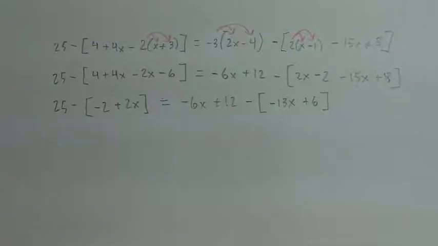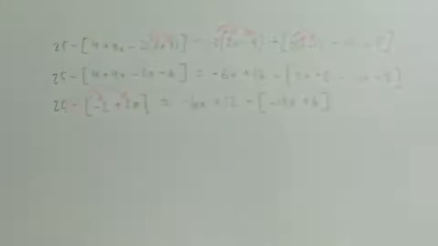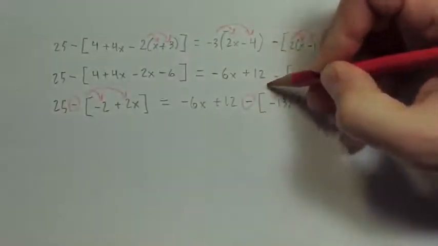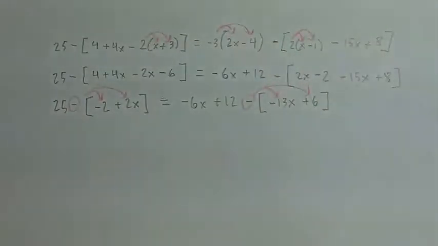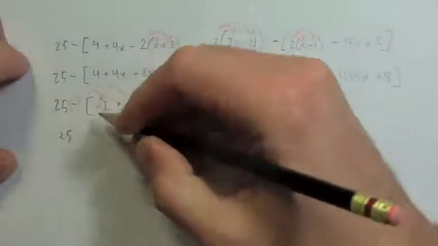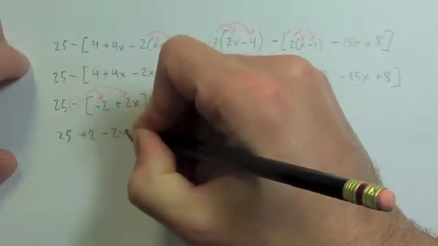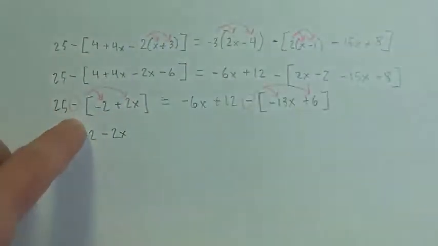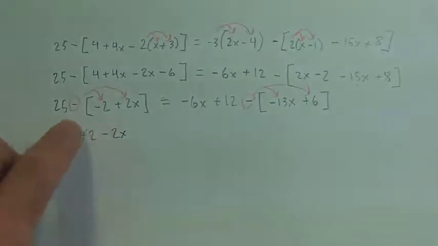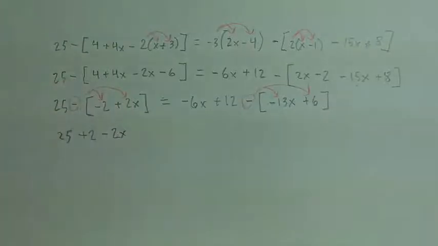Now I'm going to distribute this negative sign. So let's do that. Distributing the negative, the 25 still stays the same. We're now going to get a plus 2 minus 2x. Remember, it's a very common mistake to only apply the negative to the first thing. You need to distribute it. Even draw these arrows if you have to. Remember, the whole point of this is not to rush through the problems. It's to get them right.